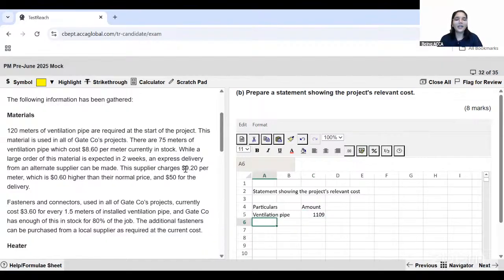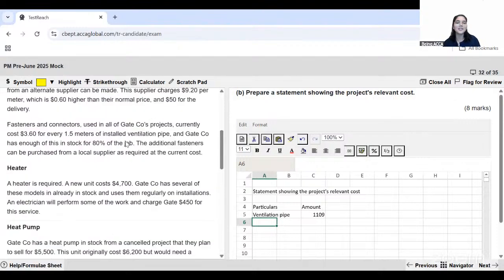Now let's move ahead to the next information, which is about fasteners and connectors used in all of Gate Company's projects. They currently cost $3.6 for every 1.5 meters of installed ventilation pipe, and Gate Company has enough of this in stock for 80% of the job. Additional fasteners could be purchased at the local supplier as required at the current cost. So if I have to use whatever is the amount in the project, that entire amount that I have to use will be considered to be relevant.